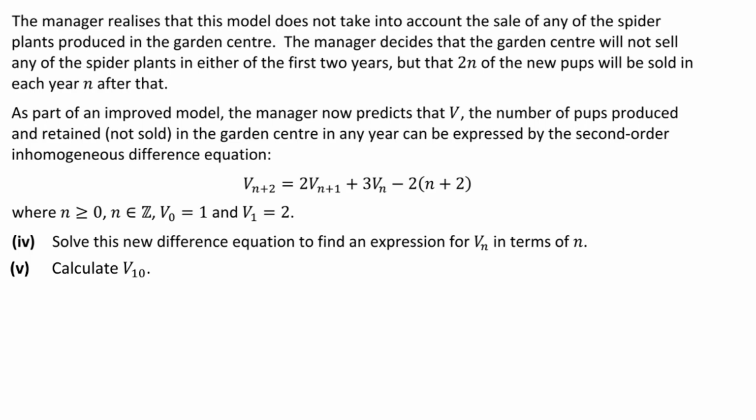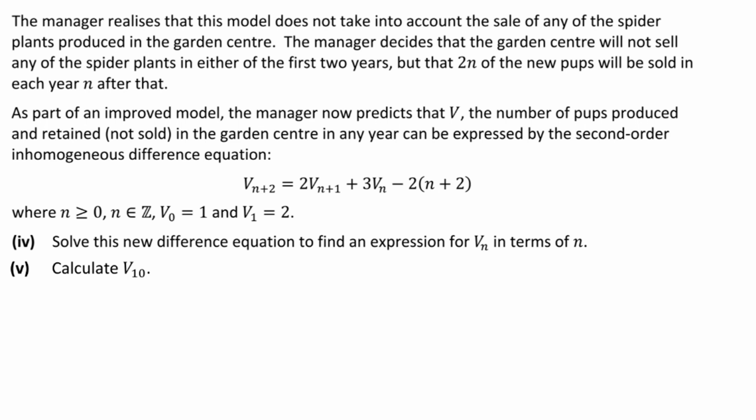So the manager realizes that this model does not take into account the sale of any spider plants produced in the garden centre. The manager decides that the garden centre will not sell any of the spider plants in either of their first 2 years, but that 2n of the new pups will be sold in each year n after that. Now that's quite complicated, but luckily for us, they give us straight away the actual difference equation.